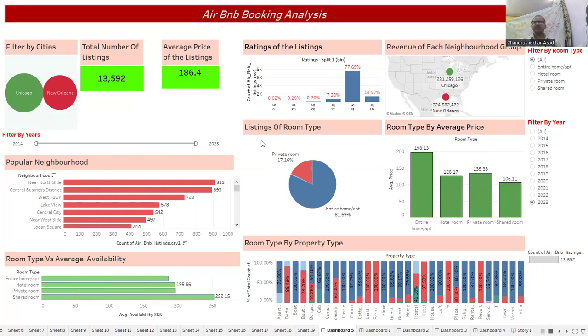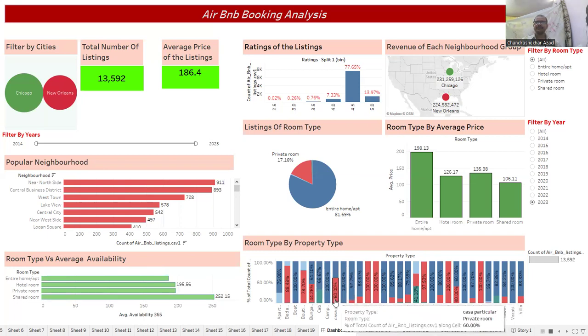If we talk about the room listings by room type, here 17% of the rooms are private and 81.69% are entire home apartment. The average price for entire home apartment is 198.13. Hotel rooms have an average price of 126.17, private rooms 135.38, and shared rooms 126.18. The entire home apartment has the highest occupancy rate, while the shared room has the lowest occupancy rate.